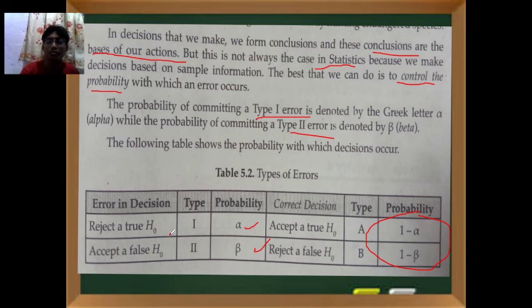The type 1 error may be correct if you are going to accept the truth. And same with the type 2 error. To make it correct, you're going to reject the false. So that's how you can make the 2 errors to be correct.